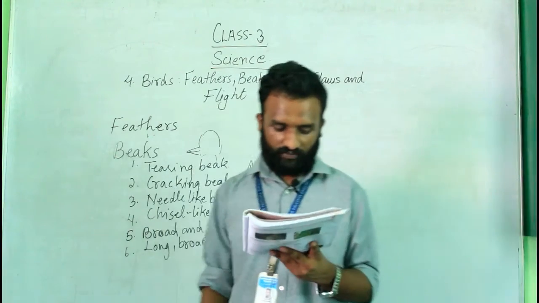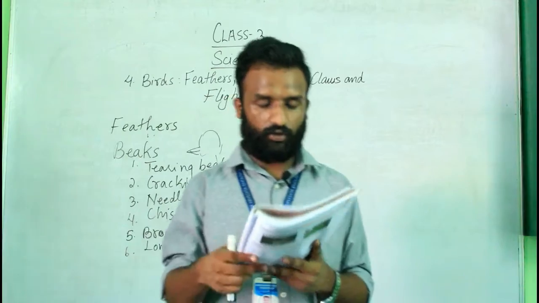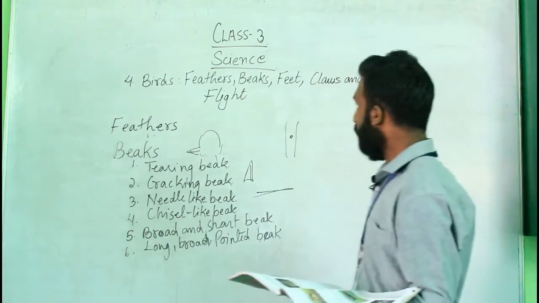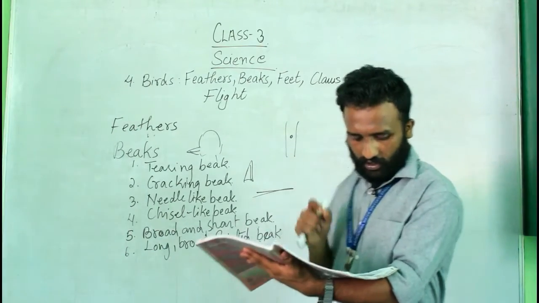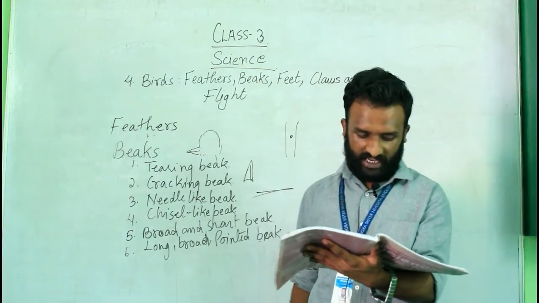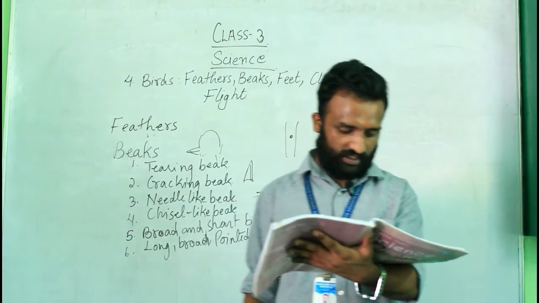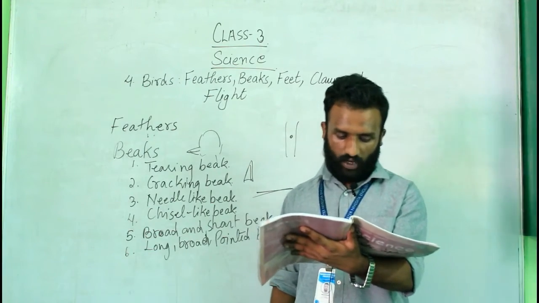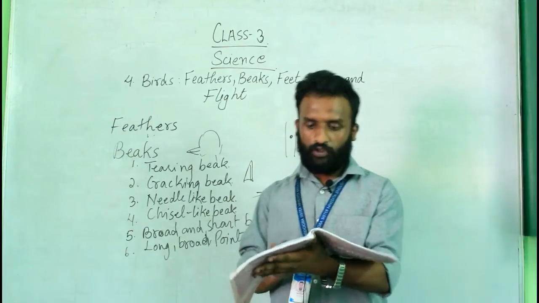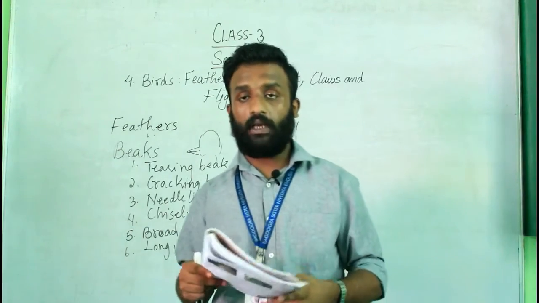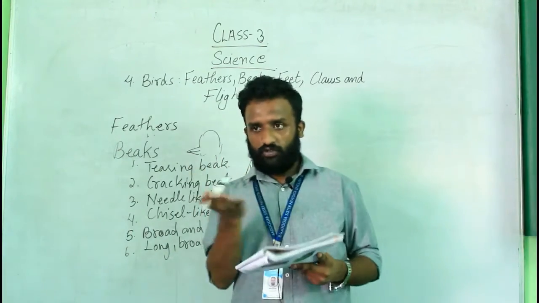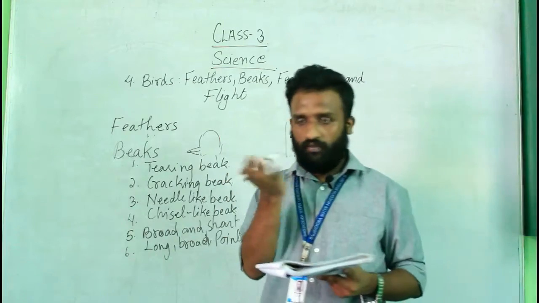Now after that, beaks for straining. What is a beak for straining here? Ducks have broad flat beaks with tiny comb-like structures around the edge of the beak. The comb-like structures help to filter mud and water when the duck feeds on small insects and plants. Straining means to separate.